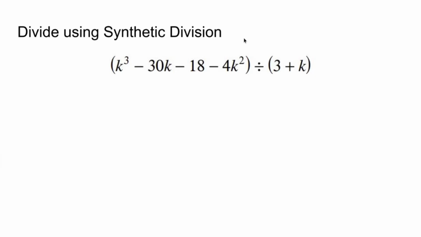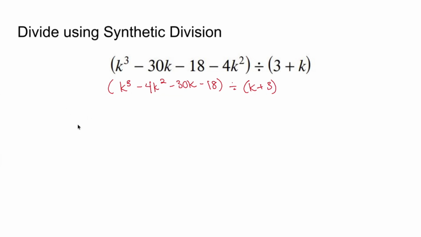Divide using synthetic division. Well, in order to do synthetic division, I have to put everything in order first. So I'm going to make this k to the third minus 4k squared minus 30k minus 18 divided by k plus 3. Everything's in order.